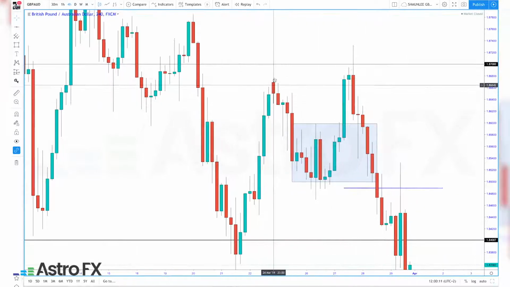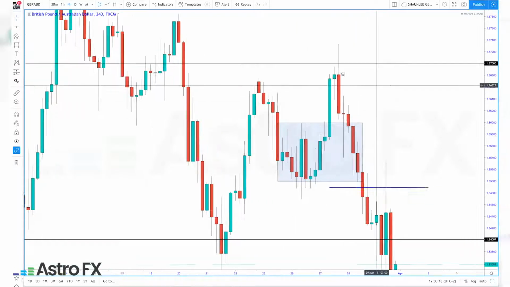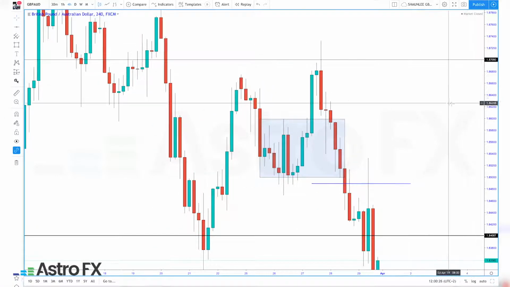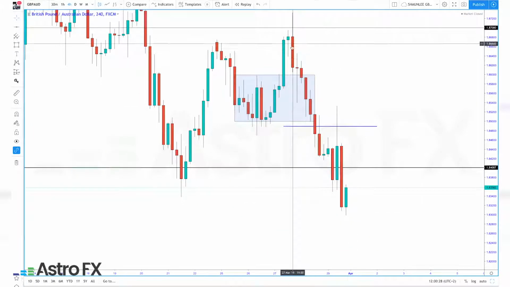8.733. Took out the open of the week, which was relatively high anyway. So we went into that zone, 8.7, and then look what happened. Huge pullback, huge wick beyond. 1, 2, 3 bodies could not close above 1.87, and the market just started to decline.